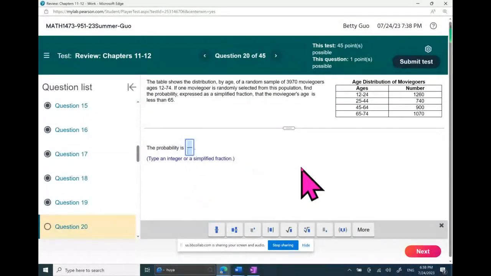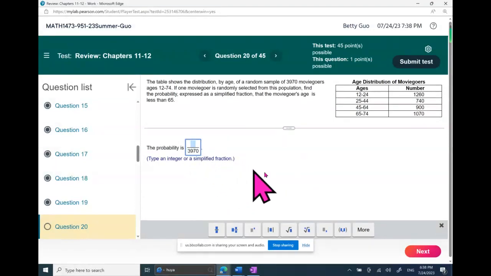This is an empirical probability model. We have the population divided into age groups. How many people in total in the sample? 3970. That's going to be our denominator.